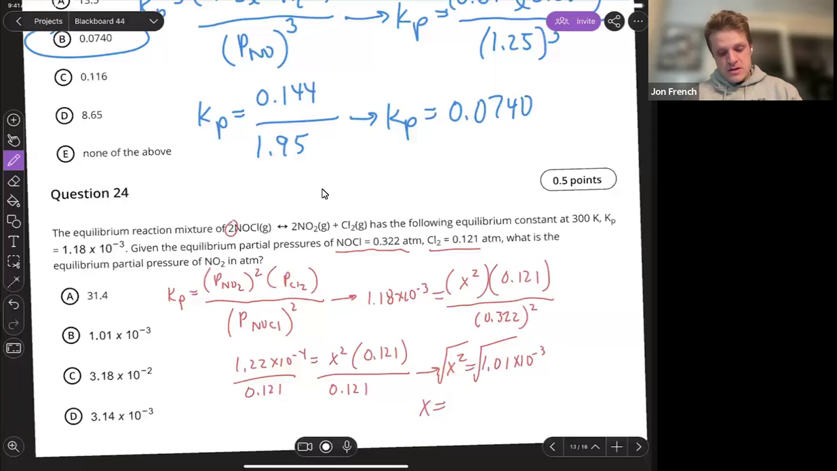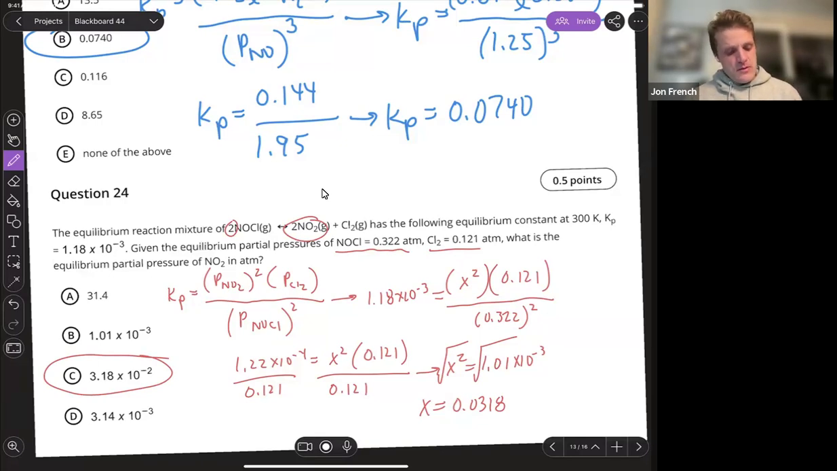That'll be our concentration of nitrogen dioxide. So second square root, and I get a concentration of about 0.0318. So yeah, choice C here, 3.18 times 10 to the minus 2 for our concentration.